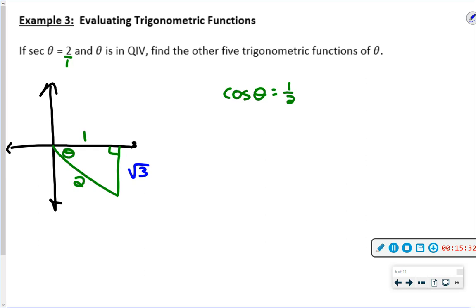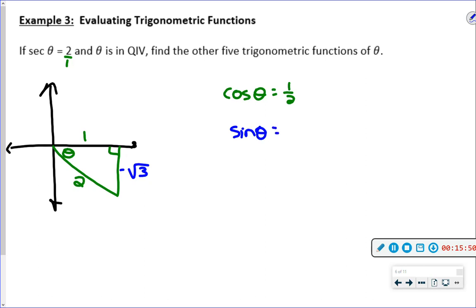Negative, because we're going right and down. Okay, now you have all the sides. Yeah, it's 30, 60, 90, but who cares? They want all the ratios of the sides, all the trig functions. So I've got cos and secant. All right, let's do sine and cosecant.